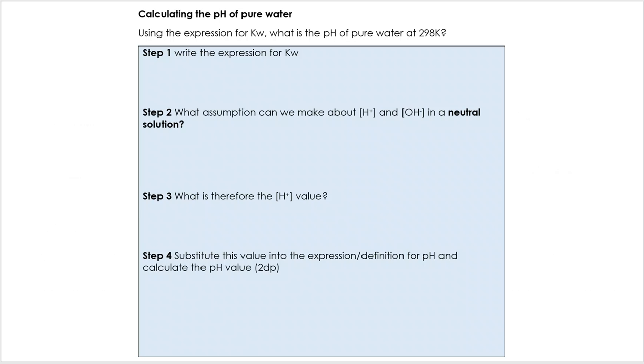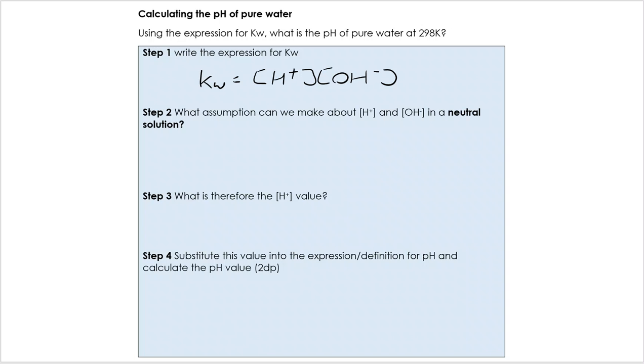Okay, so we've got a question here relating to the pH of pure water. You're probably, if this is new to you, familiar with the idea that the pH of pure water is 7.00. That is true at 298K, but actually it isn't true at other temperatures. But let's see if we can prove that it's pH of 7 at 298K. So hopefully you've had a go there.